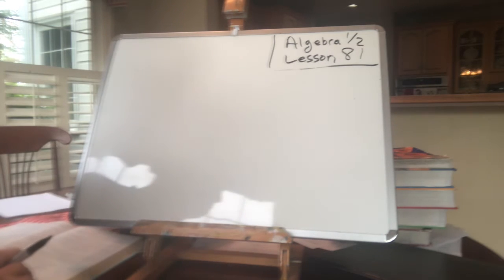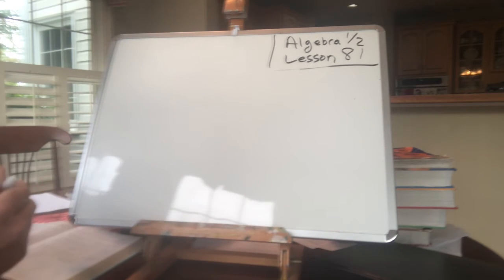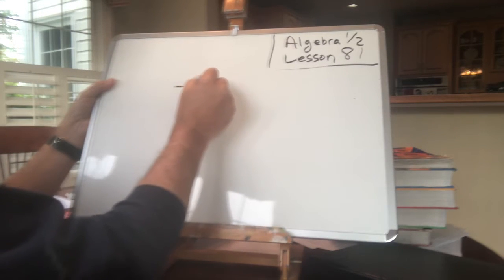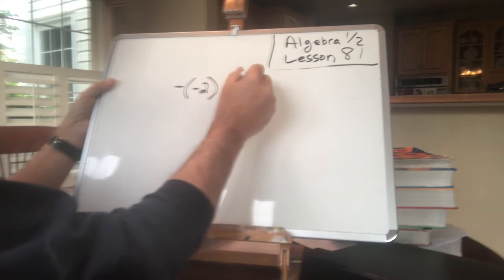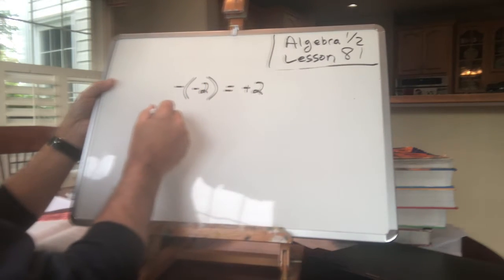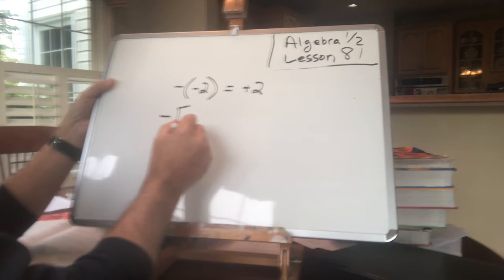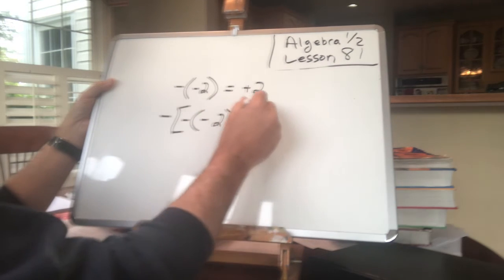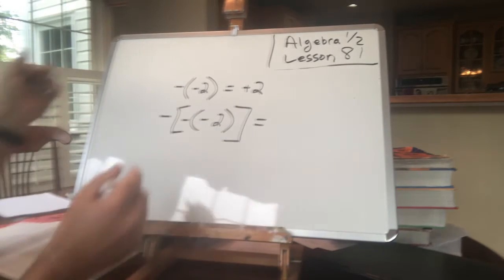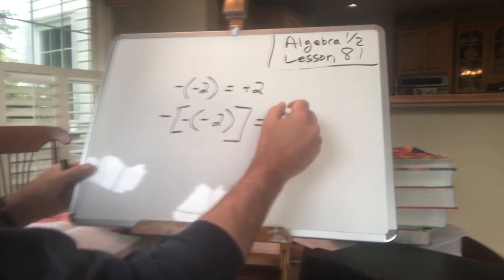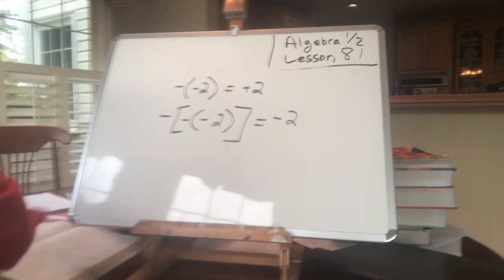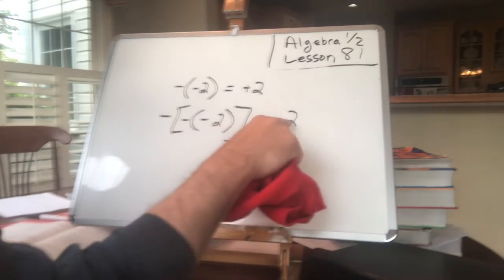We know that we're counting the number of negative signs. If we have an even number of negative signs, like negative times negative 2, that's going to equal positive 2. If we have three negatives, that's going to equal -2, right? So we know that. We've done that in the past. If we have an odd number of negative signs, it's going to be negative.